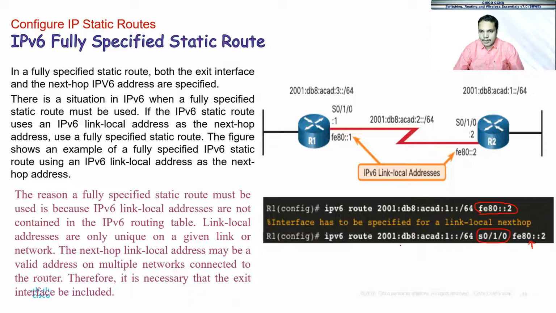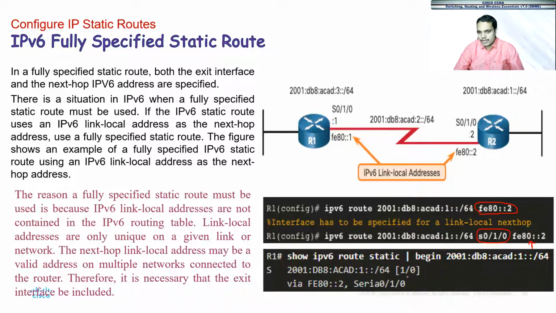So this is an example. Now you can see once you do this, this is how it is shown on R1's routing table for this particular topology. It shows that this is the static route via the link local address, and this is the exit interface. I can't simply use FE80::2 only, or give only the link local address of the next hop's IPv6 address; that will not work. I need to mention the exit interface also. This is for IPv6.